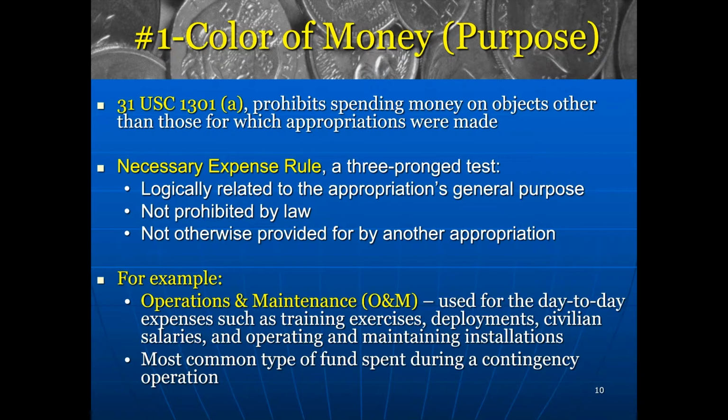To check if what you're purchasing is necessary, use the necessary expense rule. It's a three-pronged test. So, is what you're purchasing logically related to the appropriation's general purpose? Is it not prohibited by law? And is it not otherwise provided for by another appropriation?